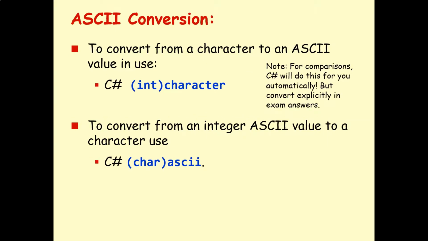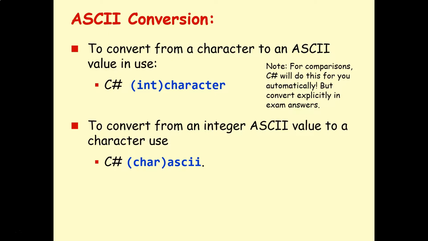So to convert from a character to an ASCII value, we can use int to take a single character and convert it to an ASCII value. Note that when we do comparisons, we don't actually have to convert the character to an integer. C# knows to do that automatically. But in the examples that follow, I will still do it explicitly just to show you what's happening behind the scenes.